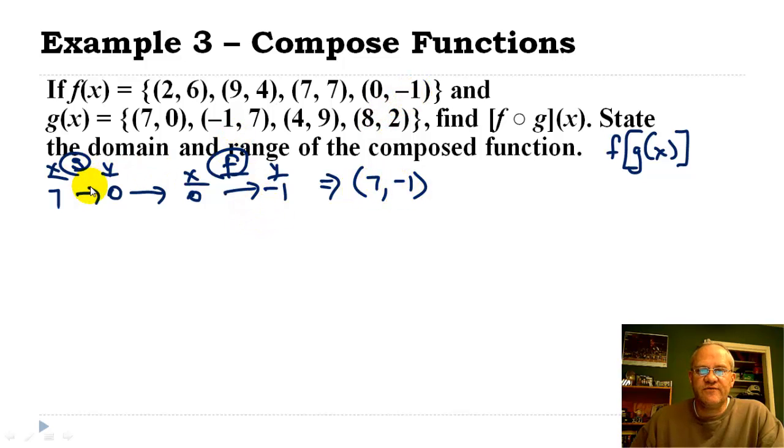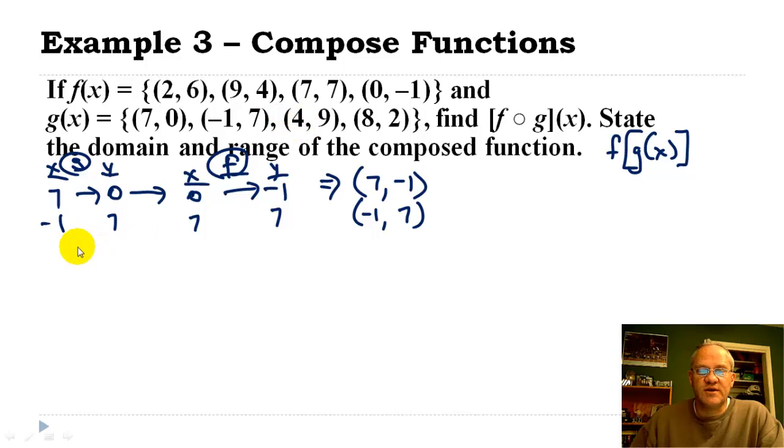And then I just have to do that for each one of these. So again, let's go to the next one. -1 on g has 7 as the y. So now let's go up to the f. Is there a 7? Yes, 7. So then we can plug 7 in for that, and what goes with that one is 7. So what I end up with on that one is the first one, -1, and the last one, 7.